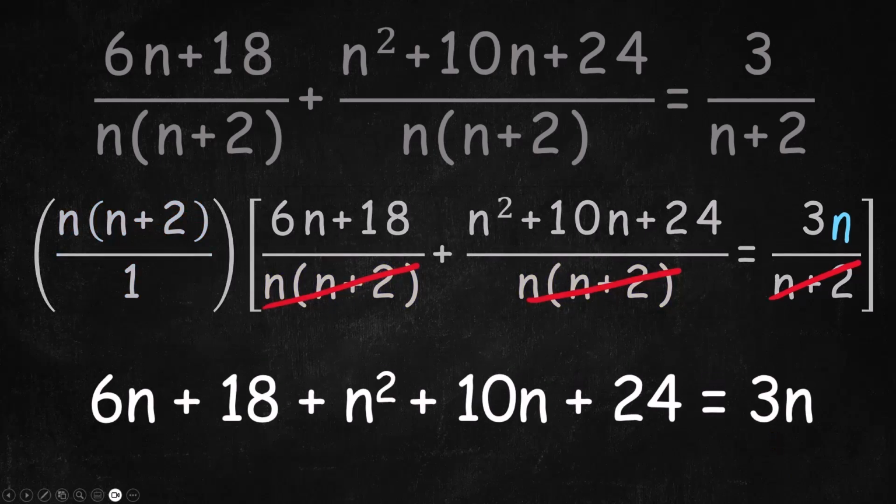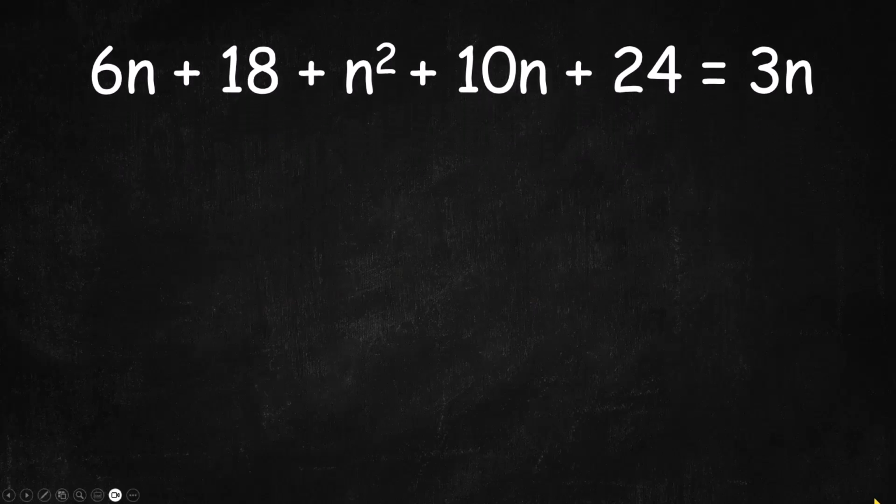Let's see, write down what we have left. We have the 6n plus 18 from this numerator. We have the n squared plus 10n plus 24 from this guy. And we have the 3n from here. Now we just need to clean this up because I got a lot of extra stuff laying around here.